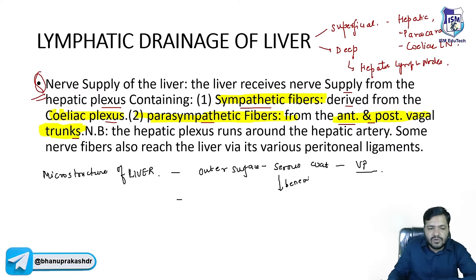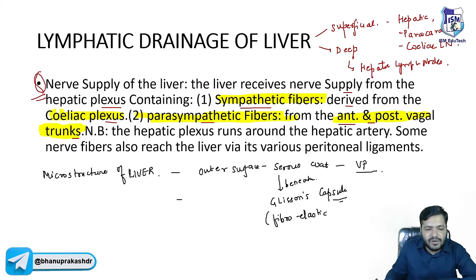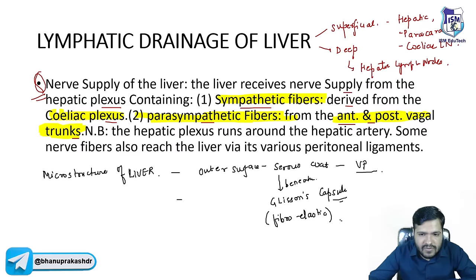Beneath the serous coat, we have a thin layer of connective tissue known as Glisson's capsule. Remember, it is a fibroelastic capsule, and it encloses the entire organ. So that is about the microstructure that you have to remember.